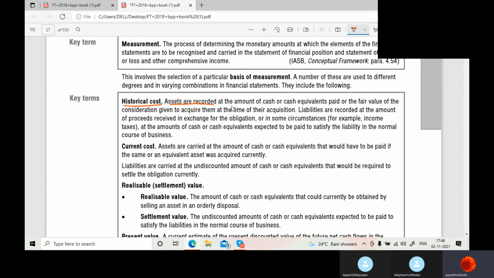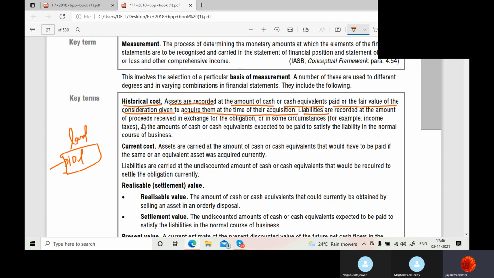Assets are recorded at the amount of cash or cash equivalents paid or fair value of the consideration given to acquire them at the time of acquisition. Suppose I want to buy a piece of land and I'm paying 10 lakh. That is nothing but cost to me. For the other guy it is a revenue, but that is a secondary matter. For me it is a cost. And he will charge me as per the fair market value. Whatever he sees, he will see what people are ready to pay. So he will charge like that.